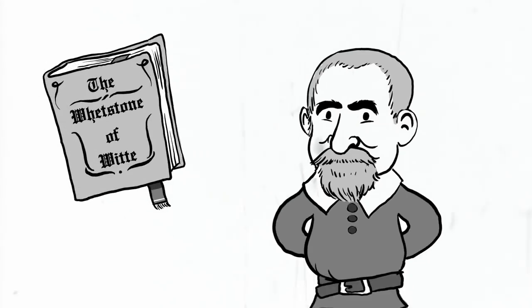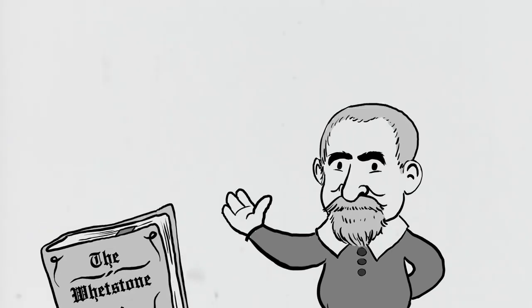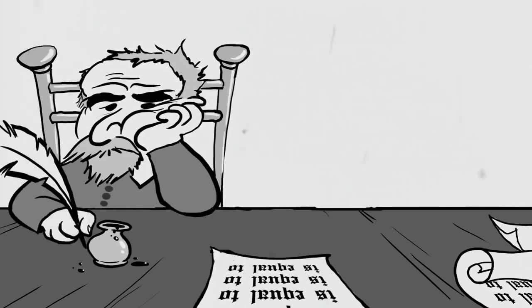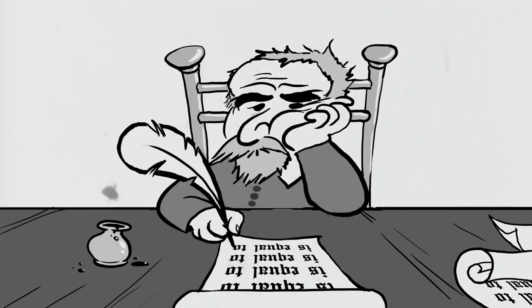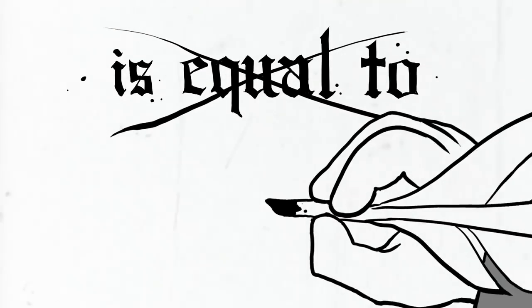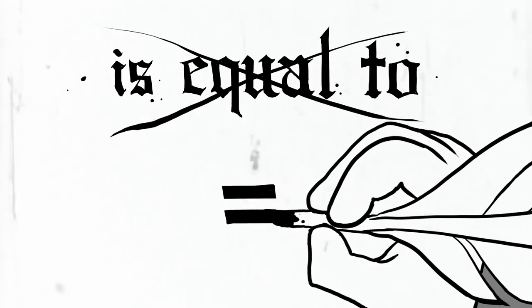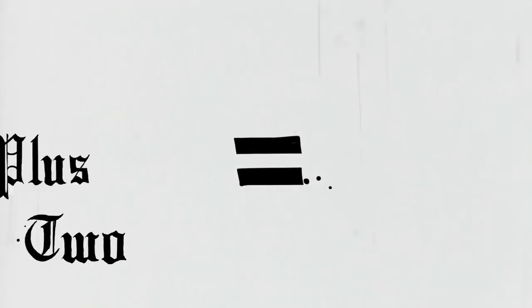In the 16th century, the mathematician Robert Recorde wrote a book called The Whetstone of Wit to teach English students algebra. But he was getting tired of writing the words "is equal to" over and over. His solution? He replaced those words with two parallel horizontal line segments because, the way he saw it, no two things can be more equal.